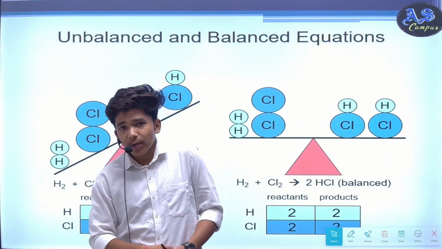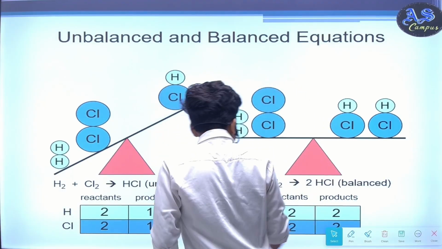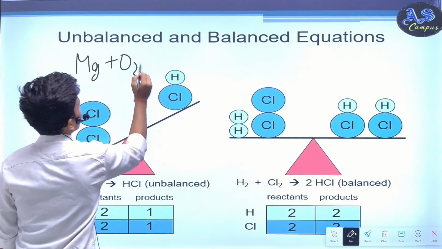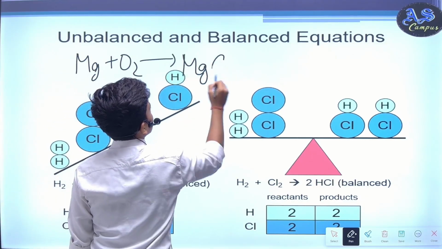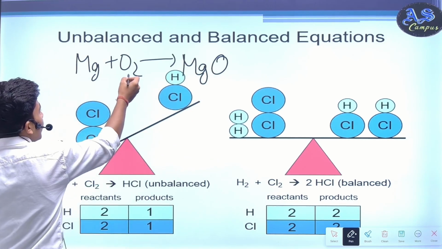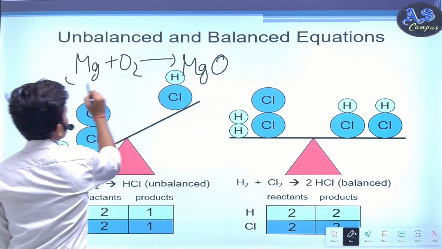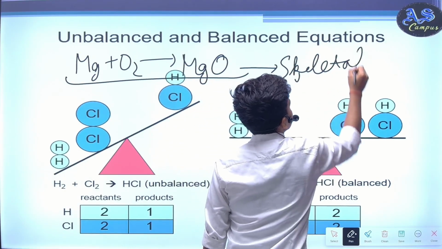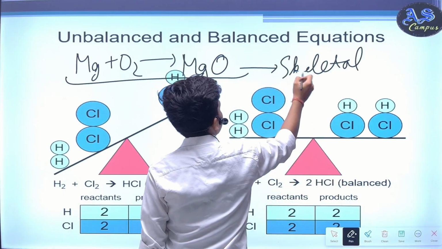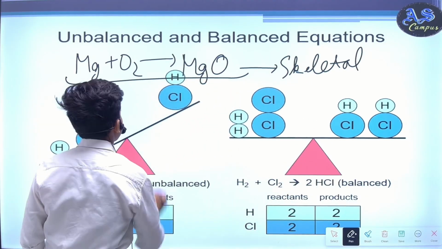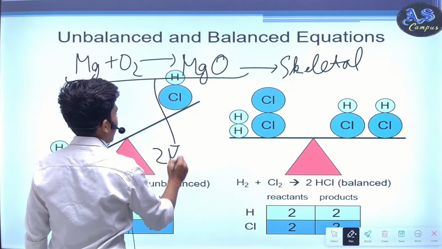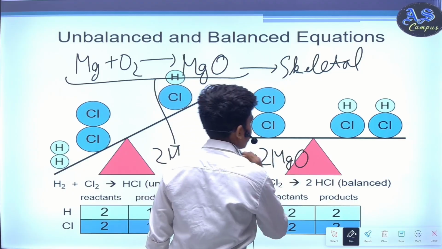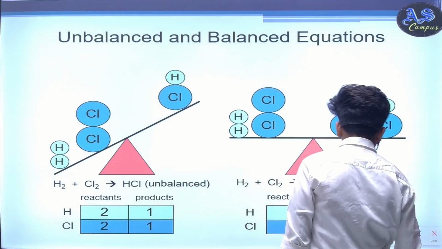So what is an unbalanced chemical equation? The equation which is not balanced. For example, let's see the previous example only. Mg plus O2 gives MgO. This is not balanced because here are two atoms of oxygen, but here is only one. So this is known as a skeletal chemical equation. But when we balance it, we'll write it as 2Mg plus O2 gives 2MgO. So this is finally balanced now.